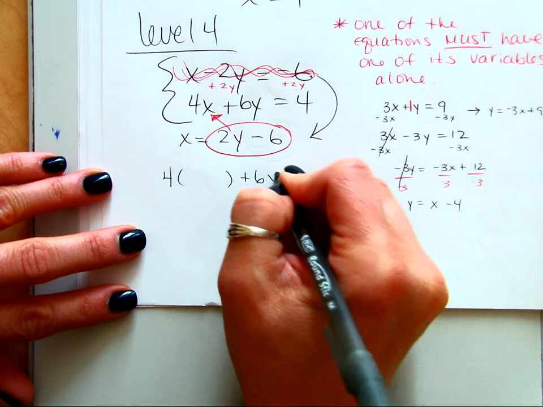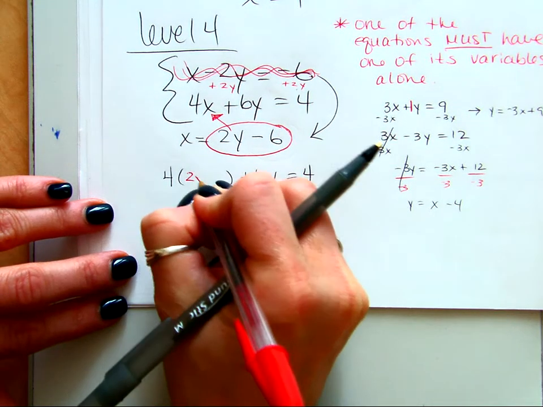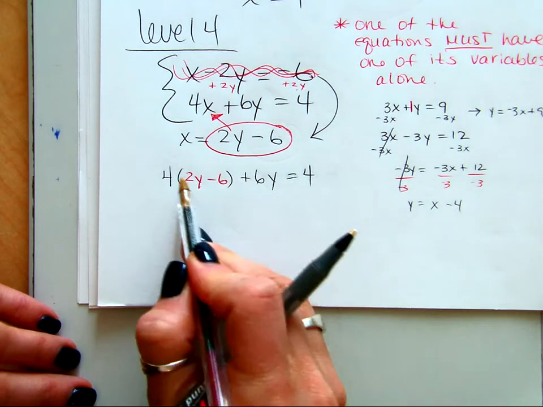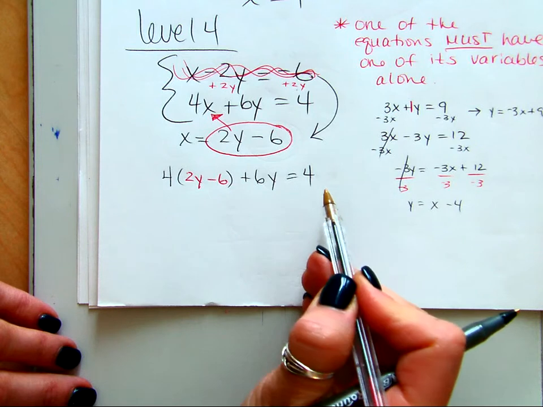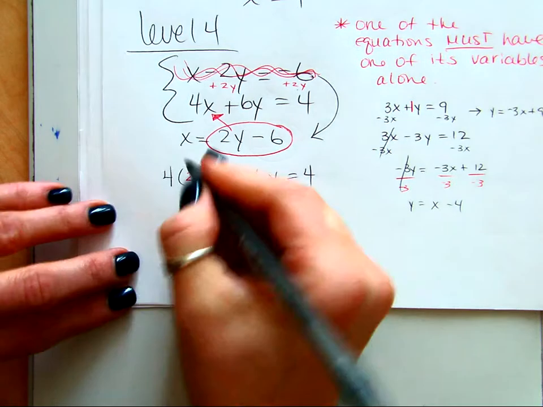Plus 6y equals 4. Here's how you know you did it right. Because you should only have y's or only x's. You can't have x's and y's because then what are you going to solve for? So now, let's breeze through this one.